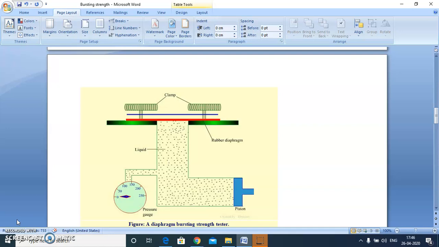This is very important in case of bursting strength: the results are reported in units of pressure. In this case we have to take two readings, one blank reading, that is without fabric, and one with fabric. Then we take the difference of the pressure in both cases and report it as the bursting strength. So this is the diaphragm bursting strength tester.